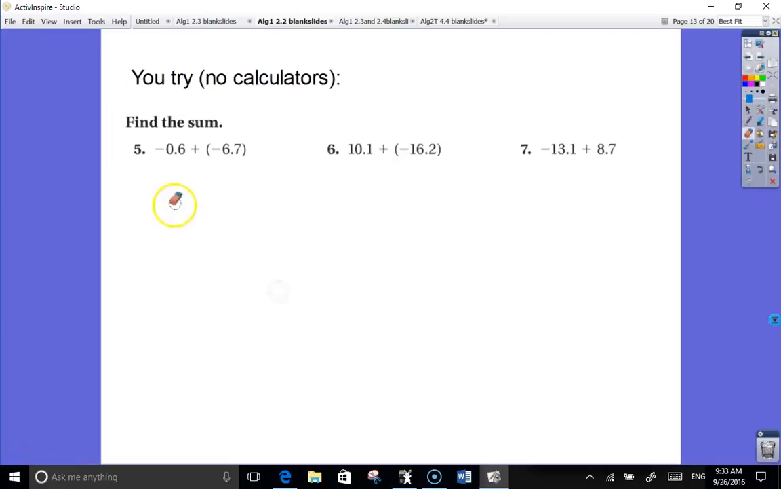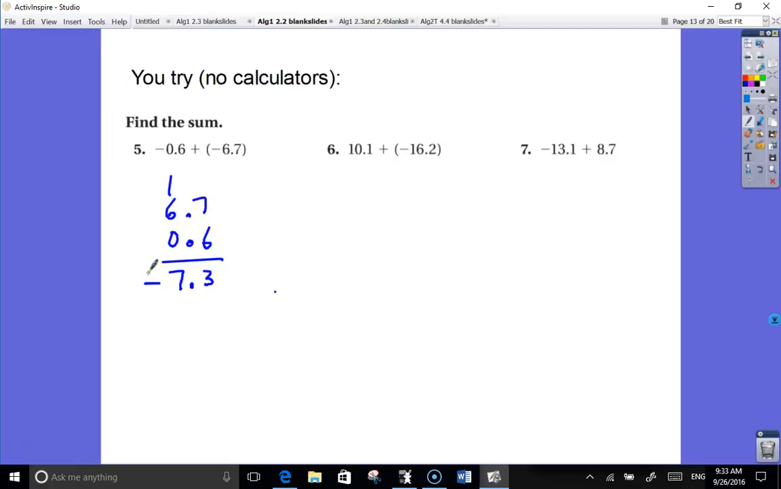So how do you add 6.7 and 0.6? Right? 7 plus 6, 13. 7.3, and then the answer should be negative. What about the second one? Is the answer going to be negative or positive?